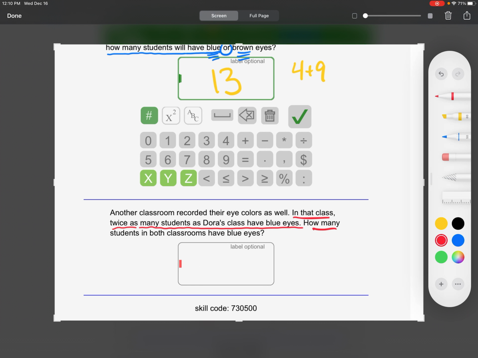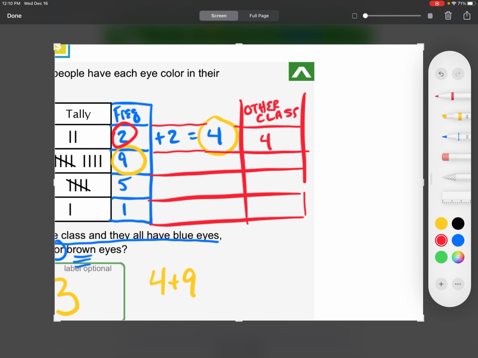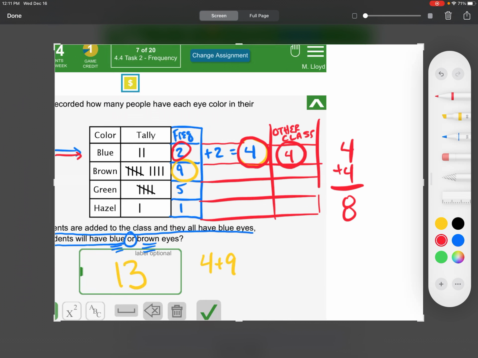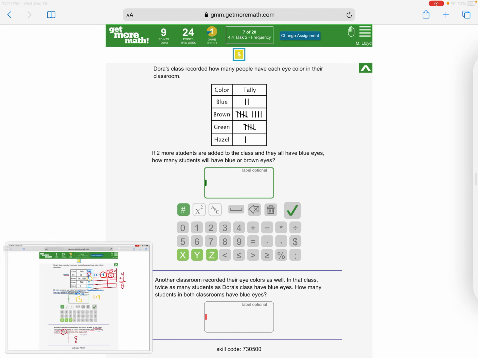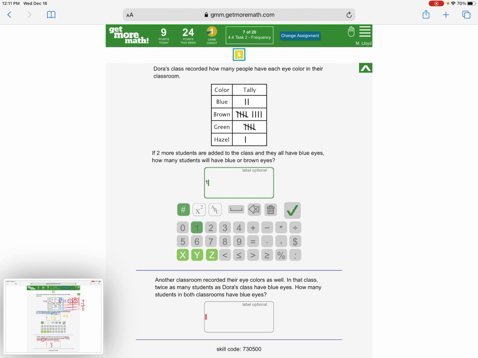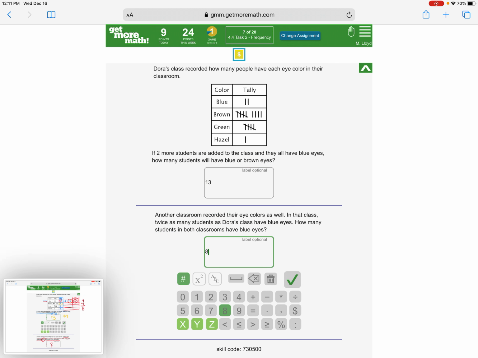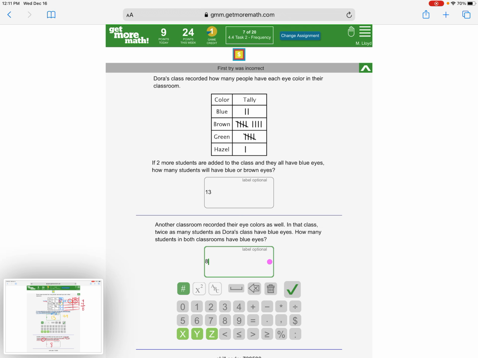So here we go. How many students in both classrooms, we're going to add, have blue eyes? So we have our newly improved number of 4 in the first class, and we have our twice number, or 4 in the second class, and of course, 4 plus 4 is 8, so we're going to go with 8. So I'm going to enter 13 and 8 into Get More Math right now, and if all goes well, we should get it right. Oh, we didn't get it right.